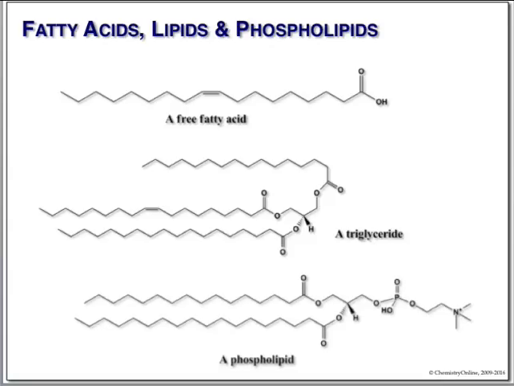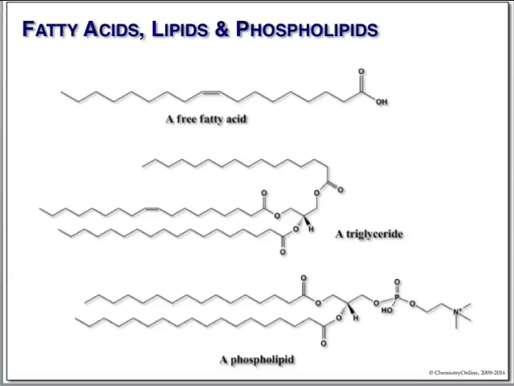Membranes. Everything in the body is separated by membranes, right? Membranes are made up as a derivative of this. This is a phospholipid. So again, we have long fatty acids. But here we have a very polar group. This is a choline out here.